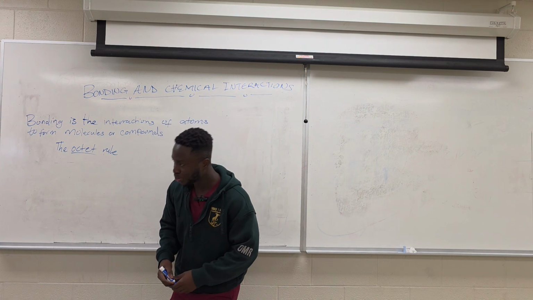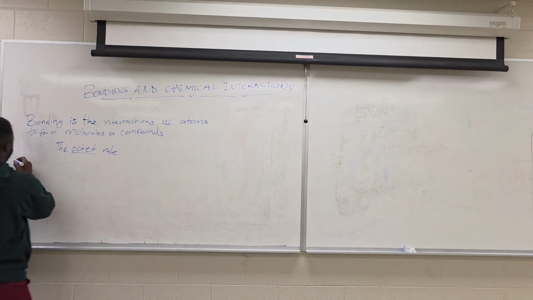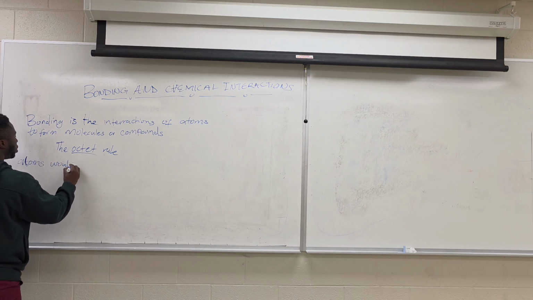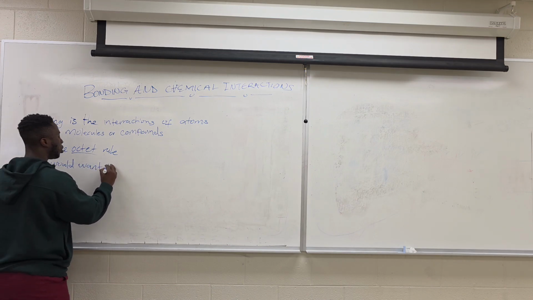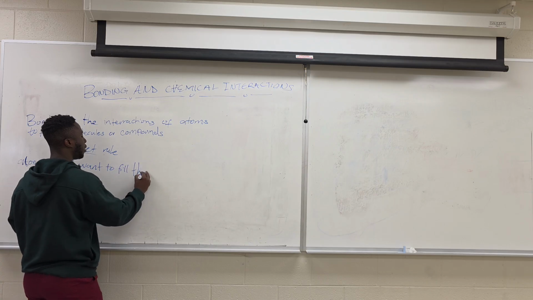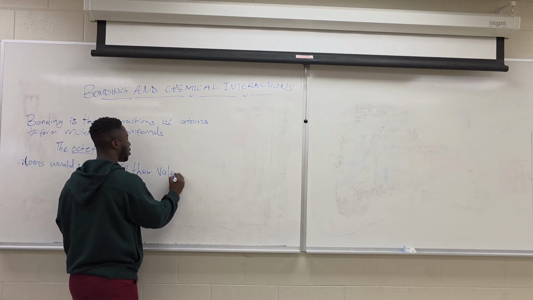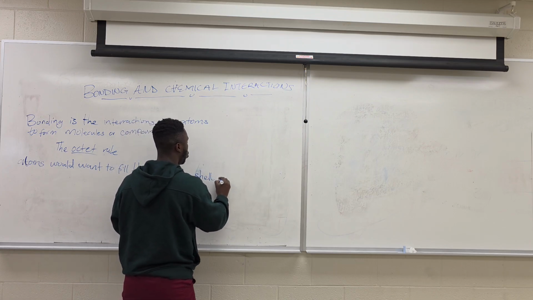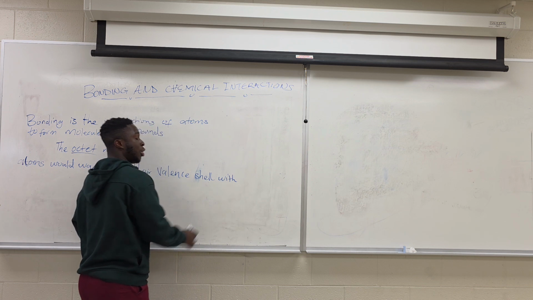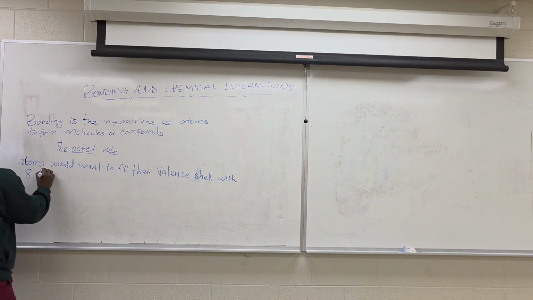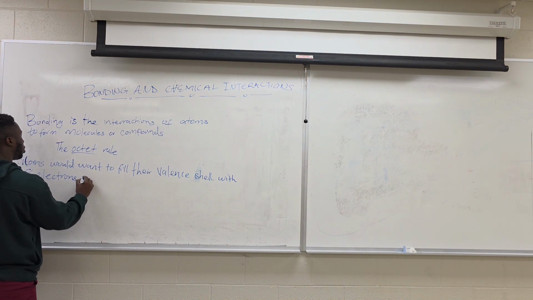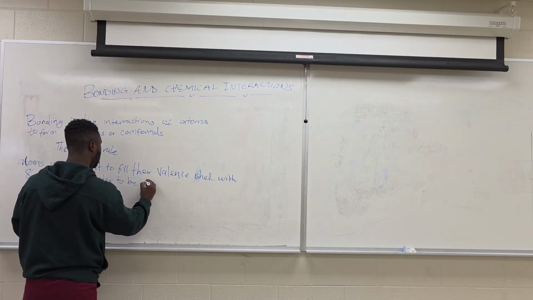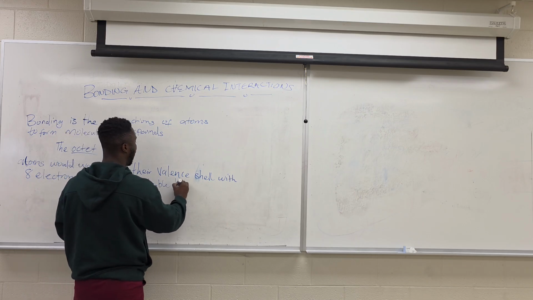Now, the octet rule states that atoms would want to fill their valence shell, not electron, shell, with 8 electrons in order to be stable like the noble gases.